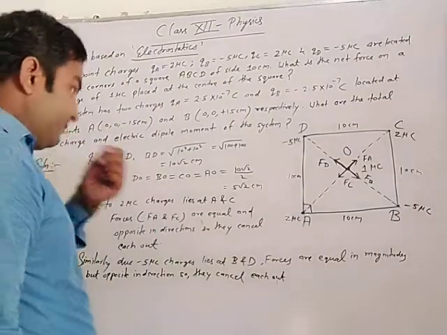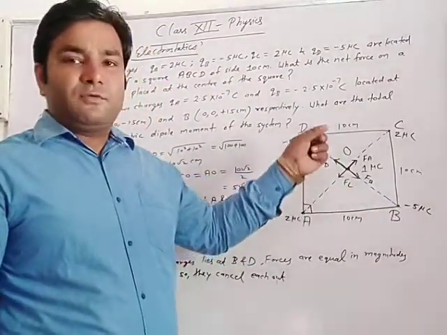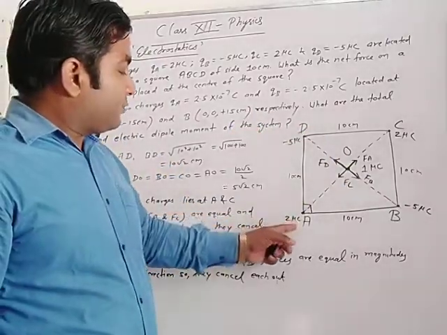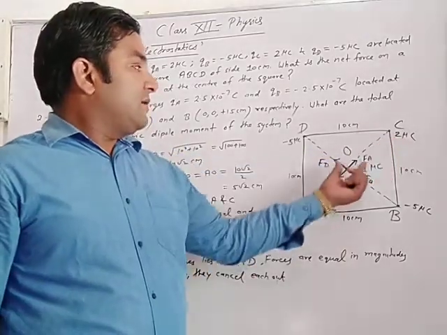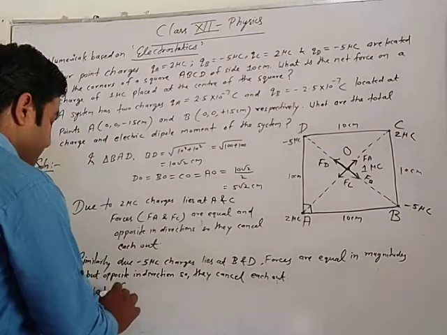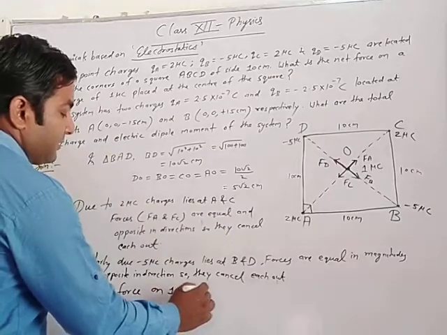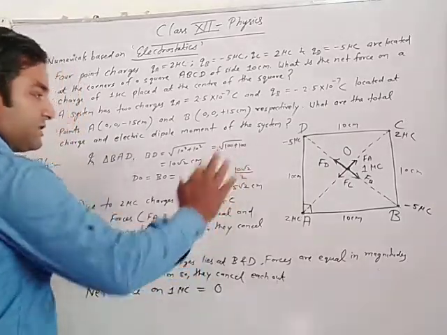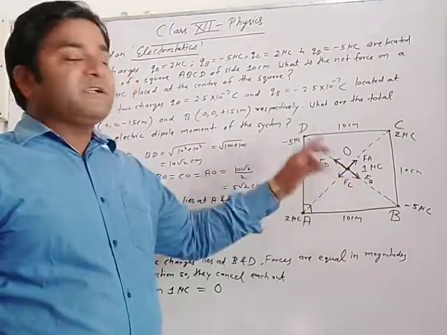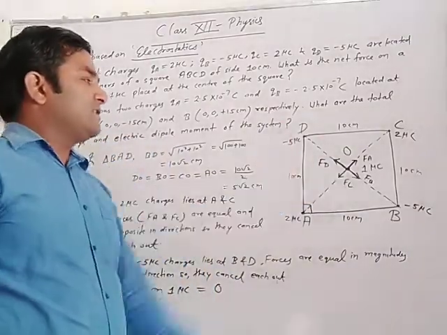It means that due to the minus 5 microcoulomb charges at points B and D, the forces cancel each other out, and due to the 2 microcoulomb charges, the forces also cancel each other out. It means the net force on the 1 microcoulomb charge is equal to what? 0, because all the forces cancel each other out. The pair of forces FB and FD cancel out, and FA and FC cancel out. So the net force on this 1 microcoulomb charge is 0.